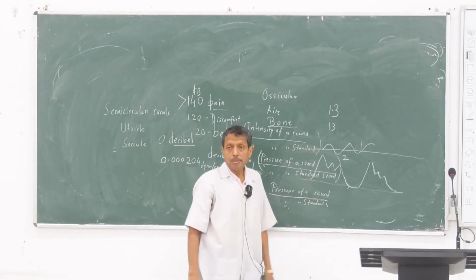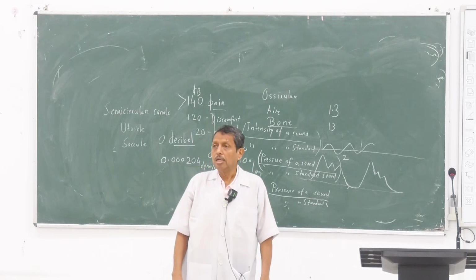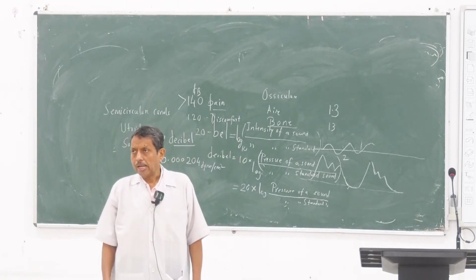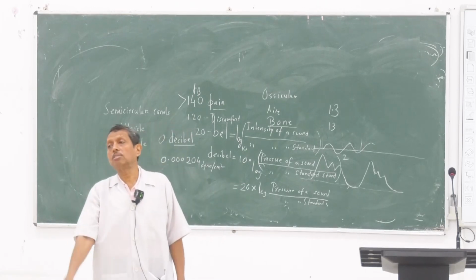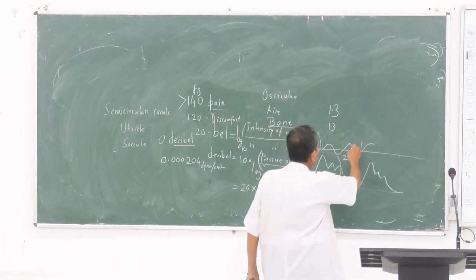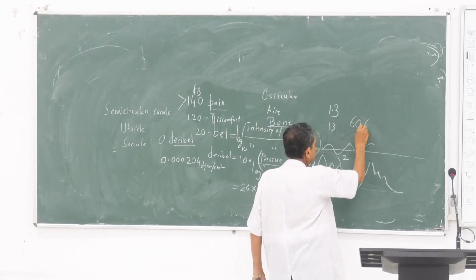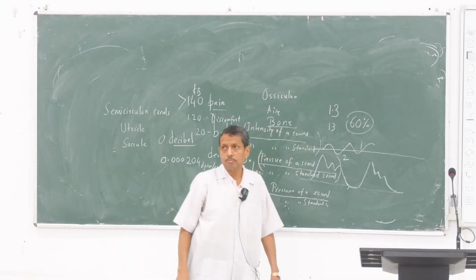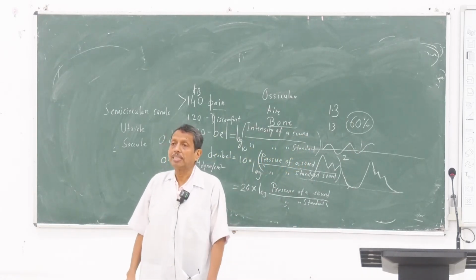So there is sufficient magnification. In spite of that, 40% of the energy is lost. At the sound frequency between 1000 to 3000, 60% of the energy is preserved and 40% is lost. 60% energy. It is called impedance matching method.